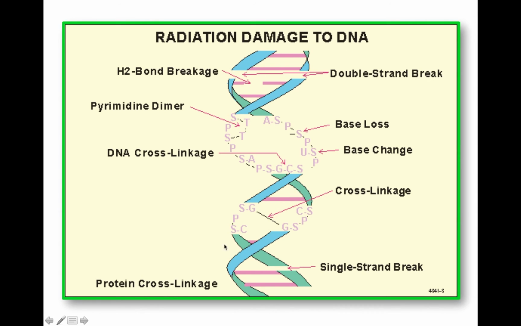So here's one slide that shows all the different types of damage to your DNA that radiation can cause. Some of these are caused by ionizing, some by non-ionizing. You can break the hydrogen bonds between your bases. You can have double-stranded DNA breaks, where you actually physically break the backbone. That's a very severe consequence of radiation damage. You can lose a base, you can change a base, you can have a pyrimidine dimer, you can cross-link bases together, you can have single-strand breaks, and you can link proteins covalently to nucleotides. So these things are all not good for your DNA.